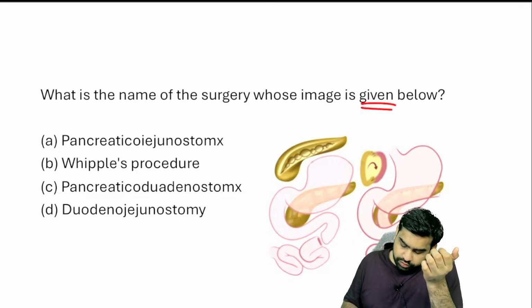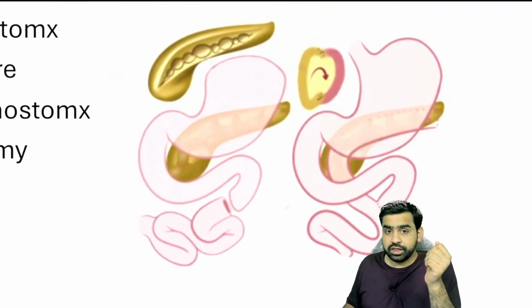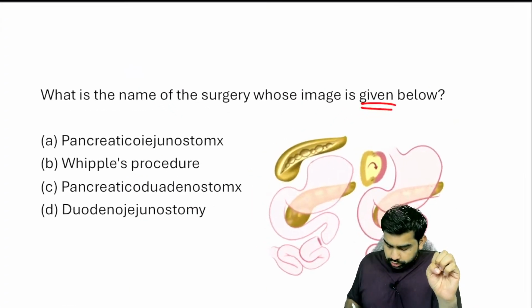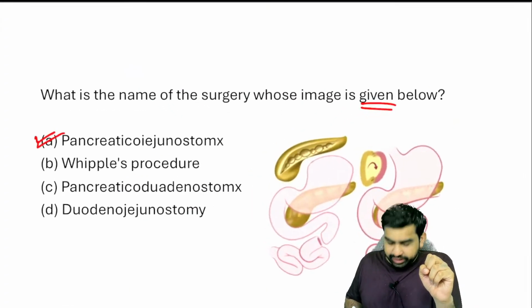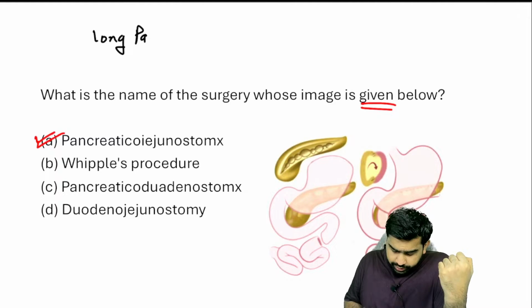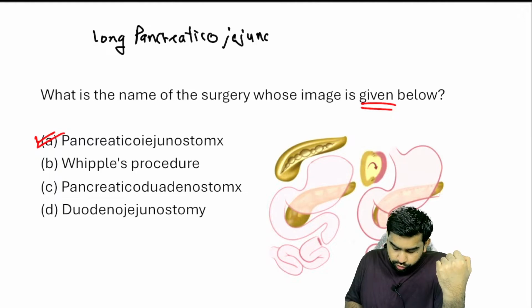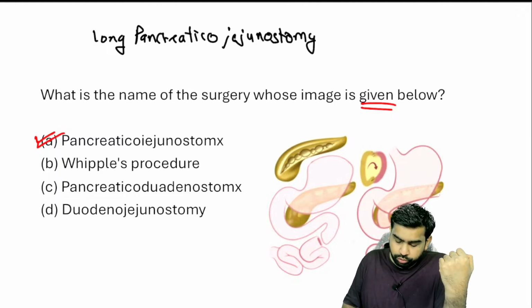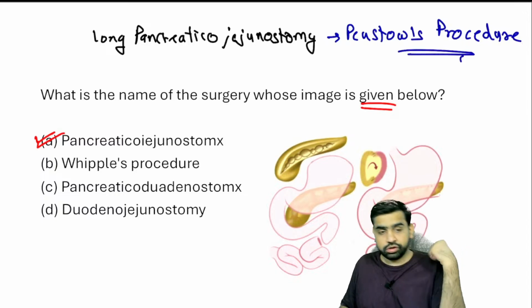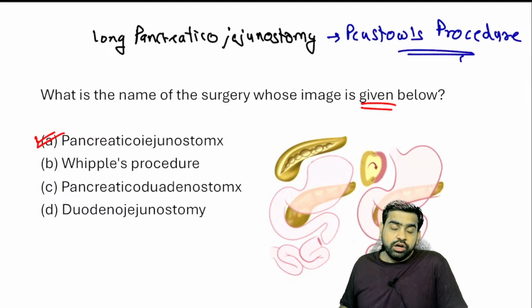Now, what is the name of the surgery which has been given below? Just look at this image, and surprisingly, this was one of the questions asked in recent times in your FMGE exams. What is this, guys? What you're seeing over here is a pancreaticojejunostomy. This is a longitudinal pancreaticojejunostomy, also referred to as the Puestow procedure.